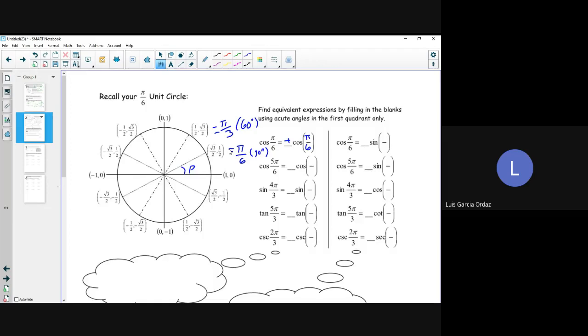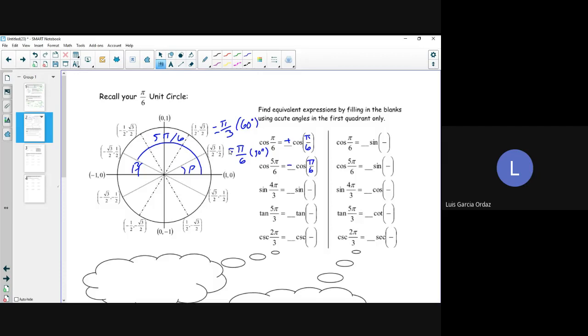Now we're going to do the next one. This is 5 pi over 6. Pi over 6 is 30 degrees, and we want to figure out this acute angle over here. Is cosine positive or negative in the second quadrant? Negative. So cos of 5 pi over 6 is equal to negative cos of pi over 6.